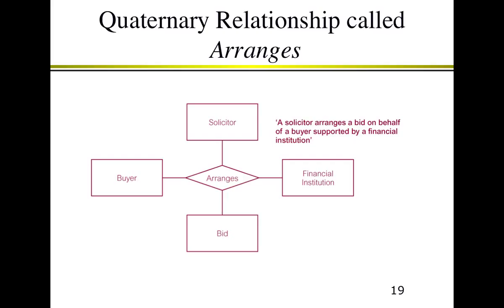Here's about as high as you'll get. It's 4 participating entities. So we have a solicitor who arranges a bid on behalf of a buyer supported by a financial institution. That's a mouthful. If you get past 4 people hooked together, you've gone too far. Because if you put 5 of them in there, it's really hard to say that in one sentence. Which means you probably don't want to stack it up like that.